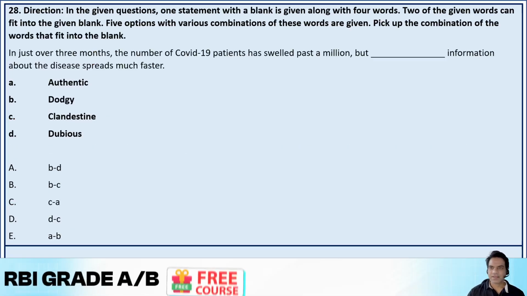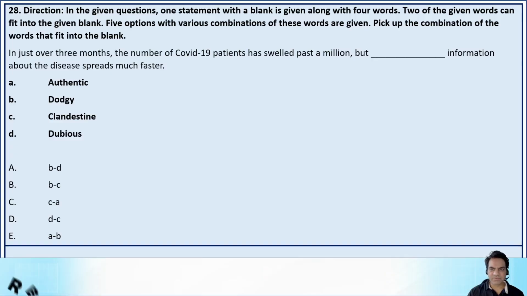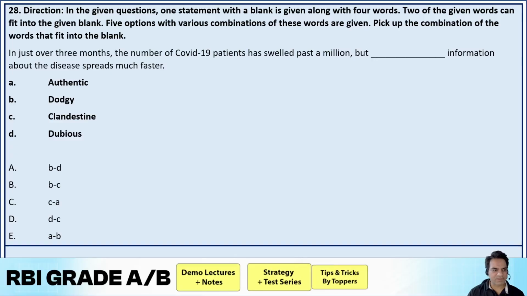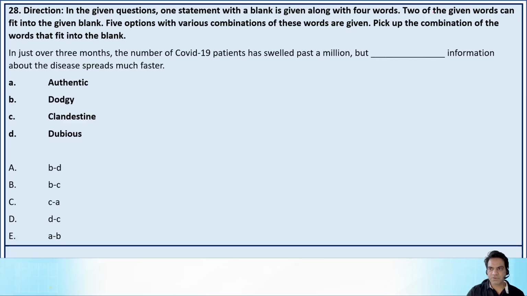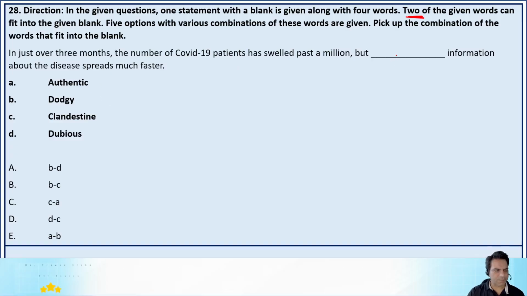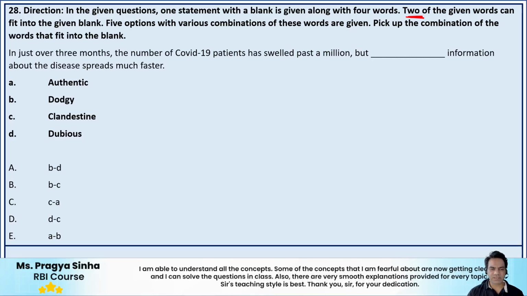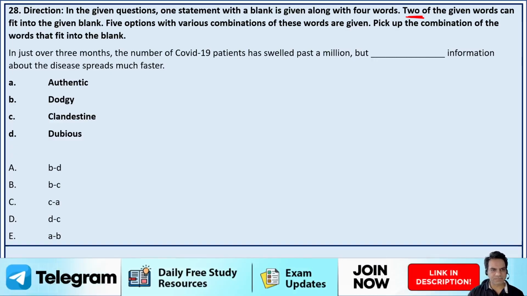Okay. Now we are given one sentence with a blank. We have to find the correct pair of words, the two words that can fit into this blank. In just over 3 months, the number of COVID-19 patients has swelled past 1 million, but dash information about the disease spreads much faster.